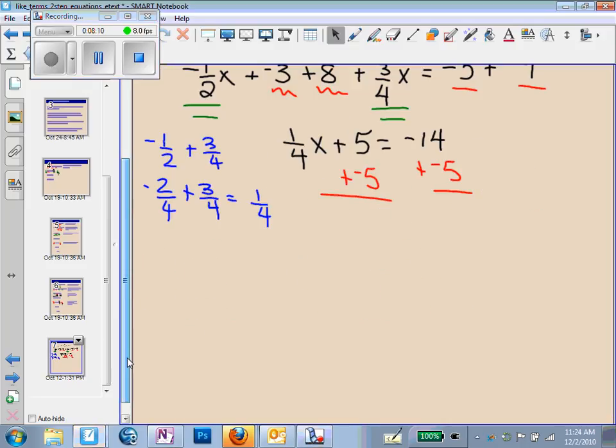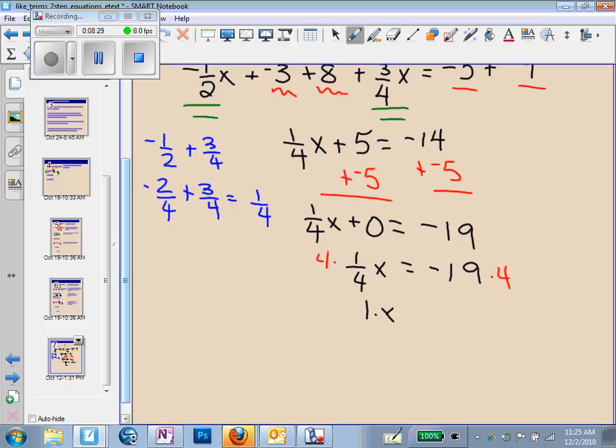When I do, I get 1/4 x plus 0 equals negative 19. I'm going to simplify that to get 1/4 x equals negative 19. Now I'm going to multiply both sides by the reciprocal of 1/4, which is 4. I get 1 times x on the left-hand side equals negative 76. So x equals negative 76.